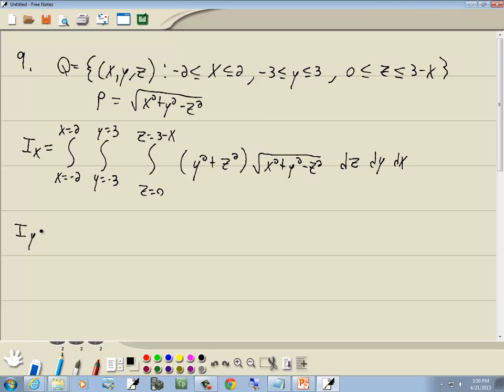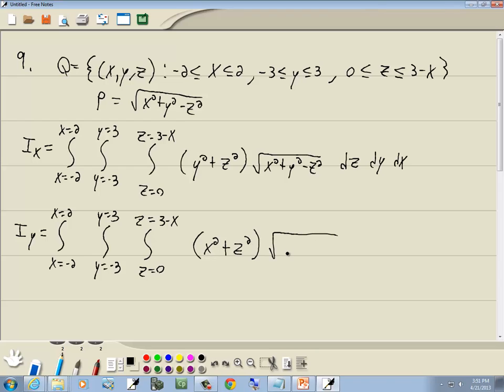Now our moment of inertia about the y-axis. These boundaries are the same. X equals -2 to x equals 2. Y is equal to -3 to y is equal to 3. Z is equal to 0 to z is equal to 3 minus x. And we'll have x squared plus z squared here, times rho, which is the square root of x squared plus y squared minus z squared, dz, dy, and dx.